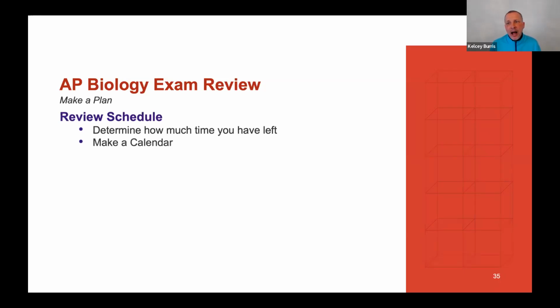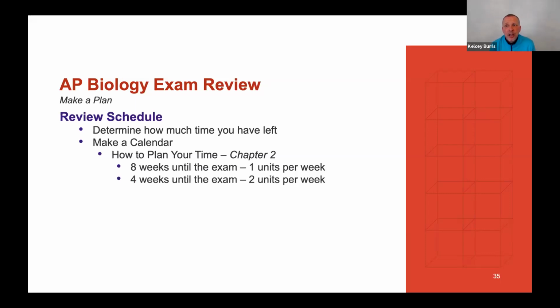Now, in 5 Steps to a 5, you will find that in chapter 2 there is how to plan your time. If you're just starting now, that calendar will look a little different, because a lot of times 5 Steps to a 5 is talking about a whole semester or something like that. But if you're talking about 4 weeks, 3 weeks, 5 weeks, or whatever it is. So if you have 8 weeks to the exam, you have about 1 unit per week. But if you only have 4, which you're getting close to because the exam's on May 10th, you'll need to review 2 units per week.